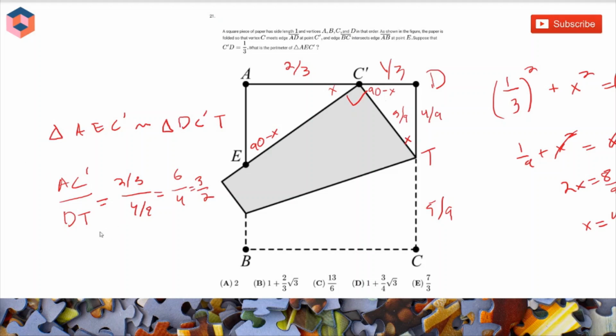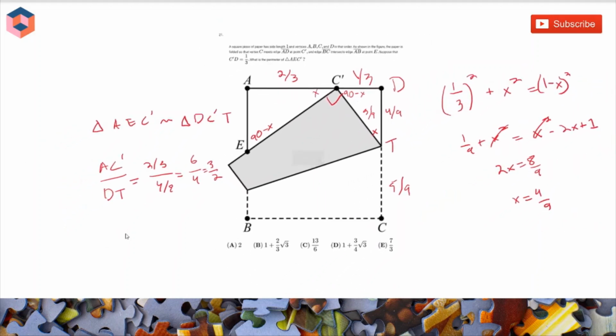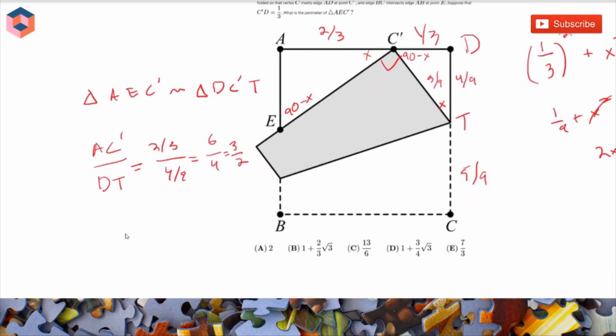So we have AC prime and DT. So the ratio for triangle AEC prime to triangle DC prime T is 3:2. Well, we already know the perimeter of triangle C prime DT. We can add up all three sides to get 5/9 plus 4/9 plus 1/3, which would give us 9 over 9 plus 1/3, or 4/3.